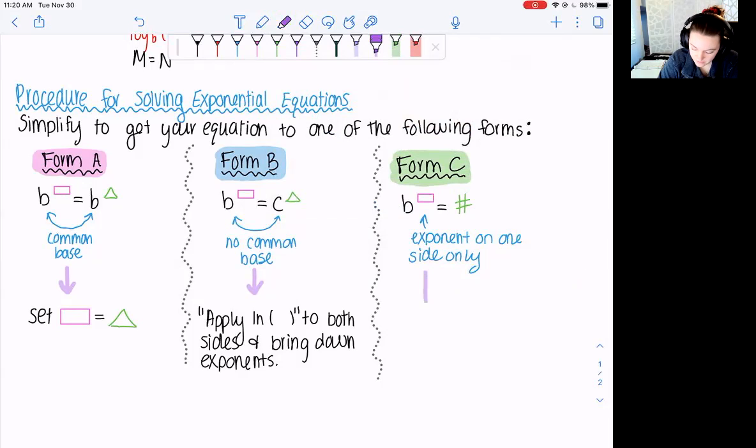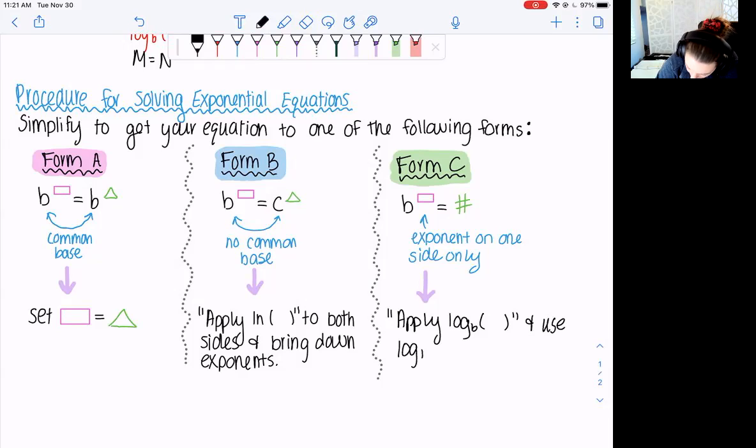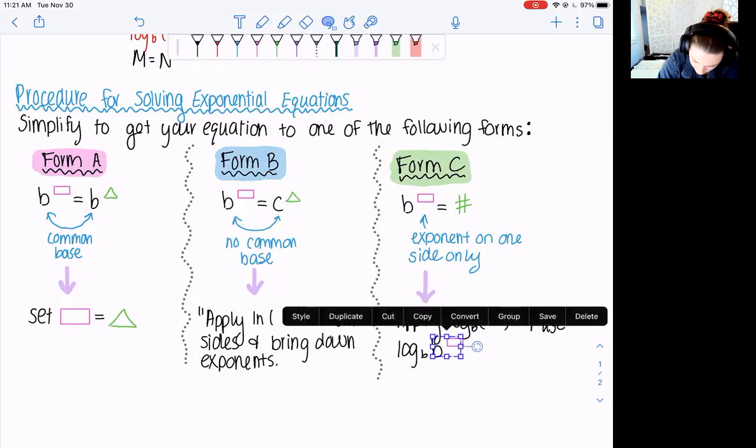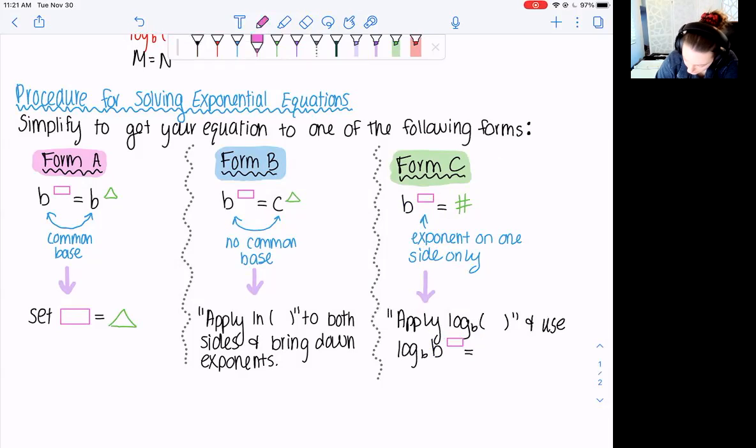In this case here, you're going to apply to both sides the logarithm that has base B. Right? You're going to apply log base B, and then use the fact that log base B of B to the x is equal to x. But in our case, since we have B raised to the whatever, this is just equal to the whatever.